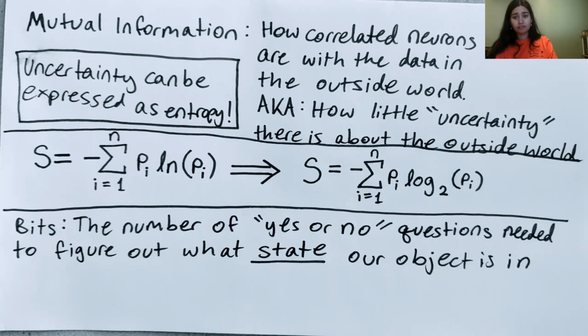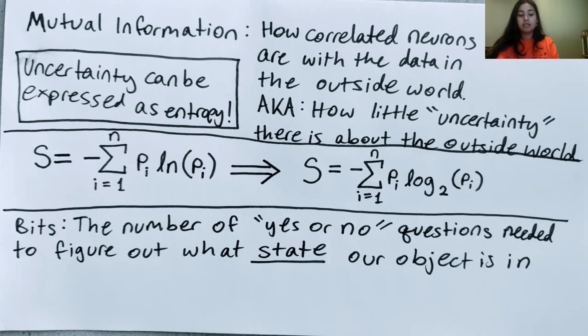So mutual information represents how correlated neurons are to the outside world and how little uncertainty there is about the external world. And this uncertainty about information can actually be expressed in terms of entropy because of a really beautiful mathematical analogy and relationship between thermodynamics and information theory that I won't get into in this lecture, but you can definitely ask me to go over if you're interested in it.